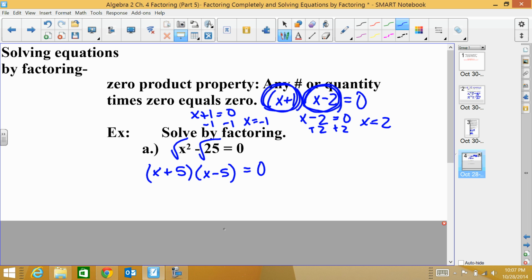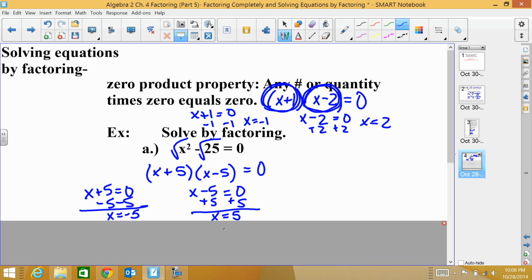Then if I want to figure out what x could be, I have to set x plus 5 equal to 0, and I have to set x minus 5 equal to 0. Because if this equals 0, and I multiply it together, then the whole thing equals 0, and if this one equals 0, the whole thing equals 0. So I'm going to subtract 5, and one of my solutions is x equals negative 5. On this side I'm going to add 5, so the other solution is x equals positive 5. So I have two solutions, x equals negative 5 or x equals positive 5.